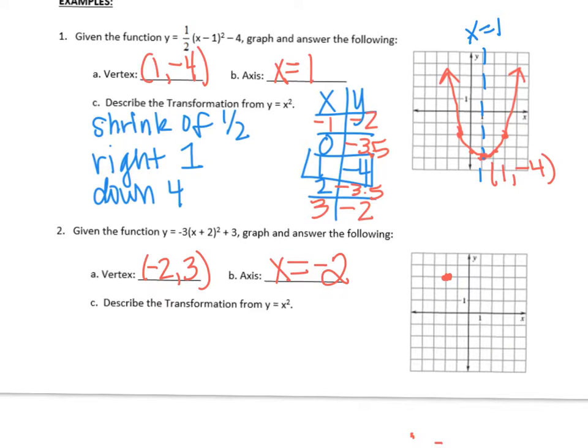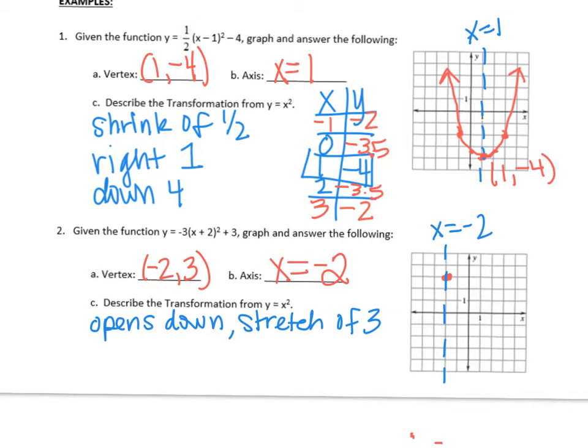I'm going to draw in my axis of symmetry. That's at x equals negative 2. I'm going to describe my transformations here. So it opens down. Remember, you can also say reflection across the x-axis, because that's what happens. We've got a stretch of 3, so my graph should be narrower than the parent function.